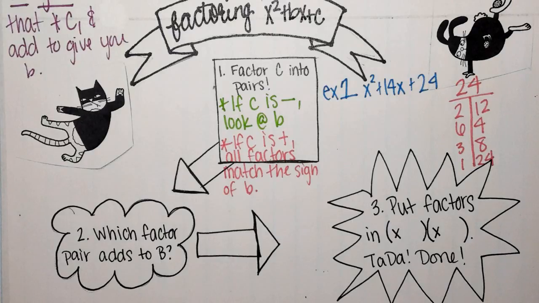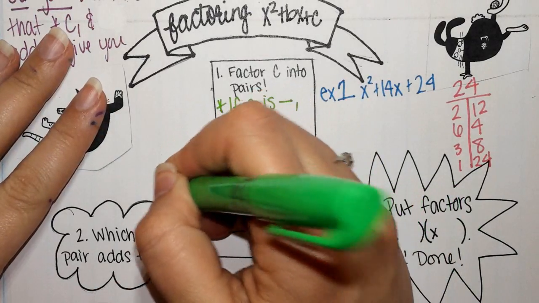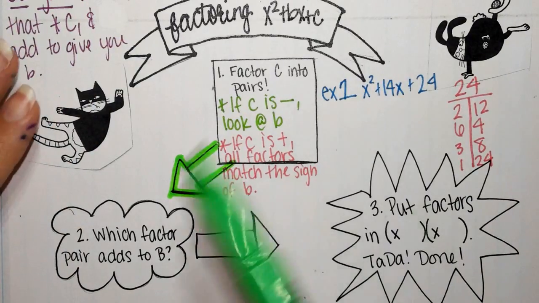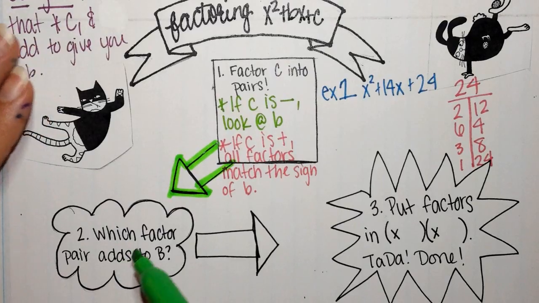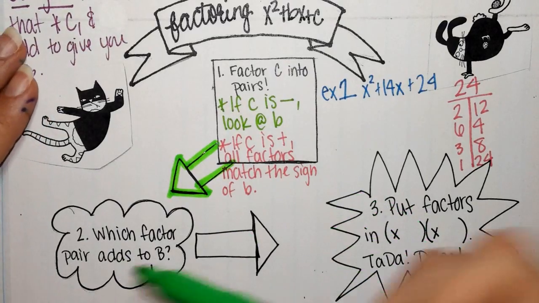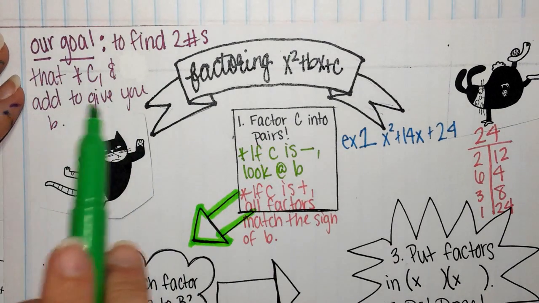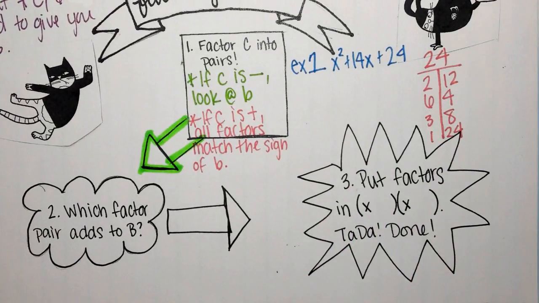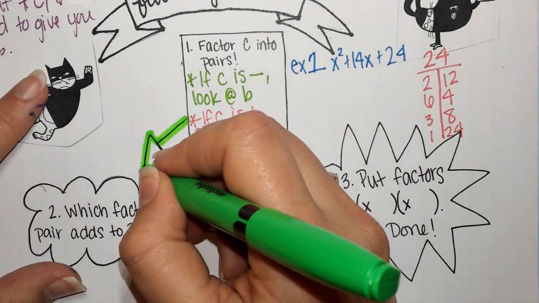Now, step 1 was to factor C into pairs after looking at the signs, right? Did we do that? Fantastic. So what do we do next? We move to step 2, correct? What does step 2 say to do? Which factor pair adds to B? So remember, our whole goal is to find two numbers that multiply to give you C and add to give you B. So looking at these, whoever's phone that is, put it away so we don't see the flashing.